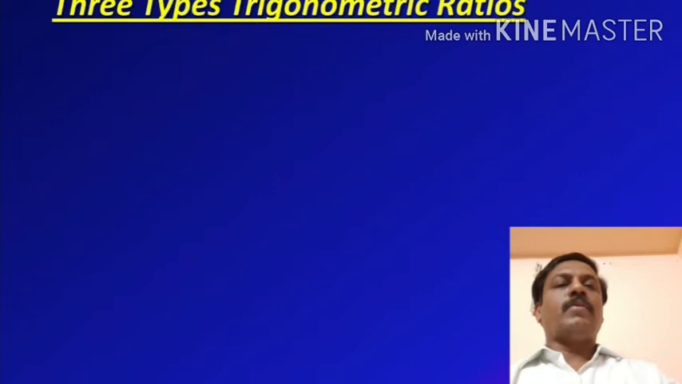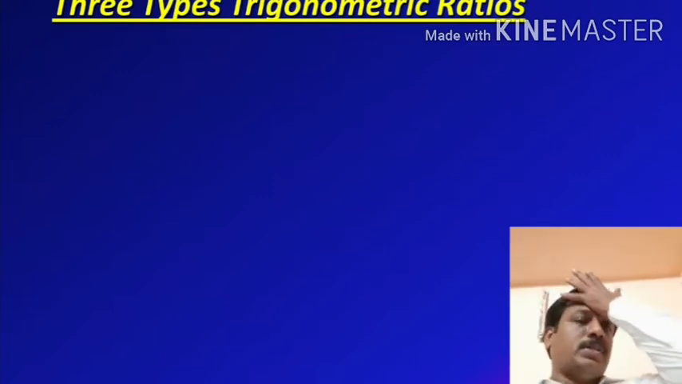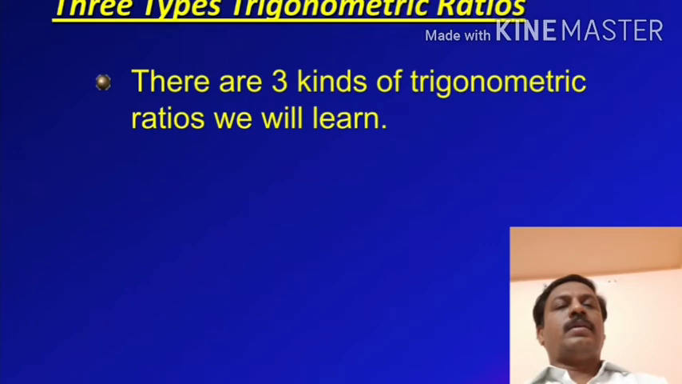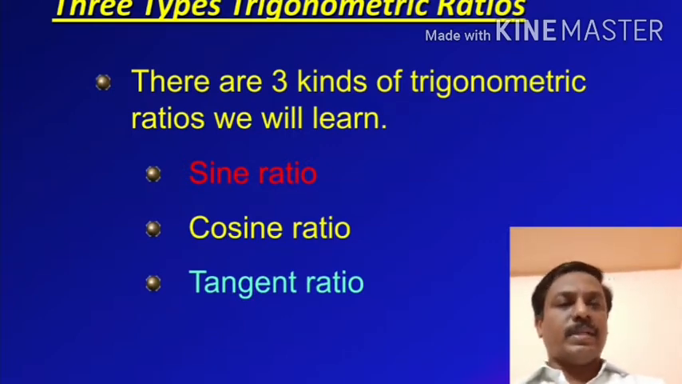So now we will define trigonometric ratios. So there are three types of trigonometric ratios. They are sine ratio, cosine ratio, and tangent ratio. So now first let us define sine ratio.